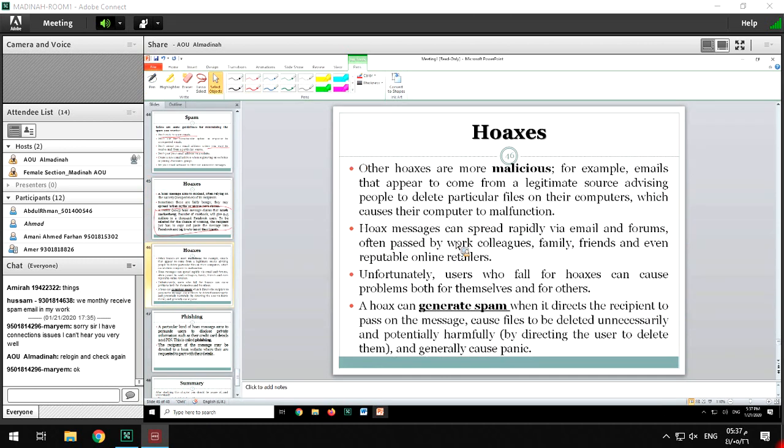Other hoaxes are more malicious, for example, emails that appear to come from a legitimate source advising people to delete particular files on their computers, even causing their computers to malfunction. Hoax messages can spread rapidly via emails and through forums, and can be passed on by family members or by friends. Unfortunately, users who fall for hoaxes can cause problems both for themselves and for others. Hoaxes can generate spam when they direct the recipient to pass on the message. So you should be aware of these kinds of hoax messages.